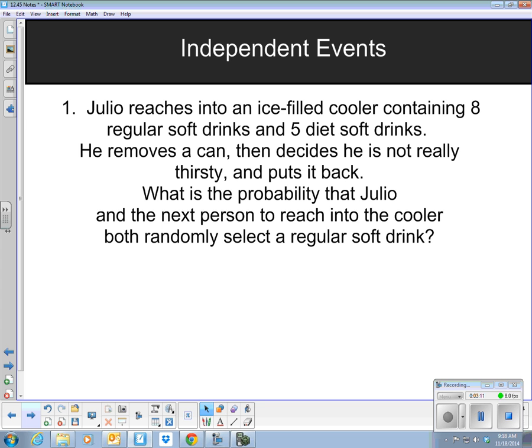So independent. Julio reaches into an ice-filled cooler containing 5 soft drinks and 5 diet soft drinks, removes a can, then decides he's not thirsty and puts it back. What's the probability that Julio and the next person to reach in the cooler both randomly select a regular soft drink? So here's the part that jumps out at me, is that he puts it back. I've never picked up a soda and not drank it and actually put it back. Unless I got yelled at, but that was a totally different reason. He puts it back. When he puts it back, it's kind of like Julio was never there in the first place to get anything. It doesn't affect anything.